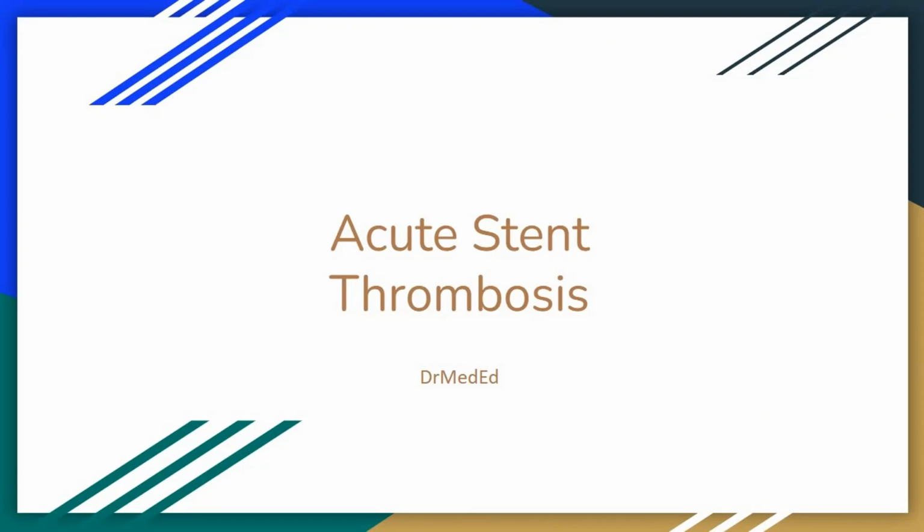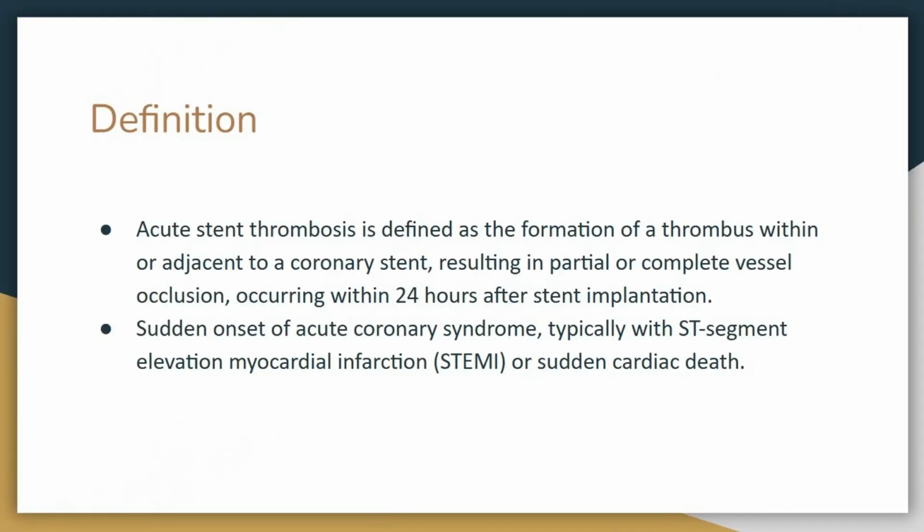Today we'll talk about acute stent thrombosis, a very important topic. The definition of acute stent thrombosis is the formation of thrombus within a coronary stent resulting in partial or complete vessel occlusion occurring within 24 hours after stent implantation. It causes sudden acute coronary syndrome. When you get an EKG, you see ST elevations, and patient can go into sudden cardiac death or cardiac arrest.